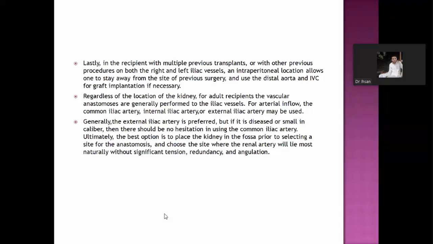Ultimately, the best option is to place the kidney in the fossa prior to selecting the site for the anastomosis, and choose the site where the renal artery will lie most naturally without significant tension, redundancy, and angulation.